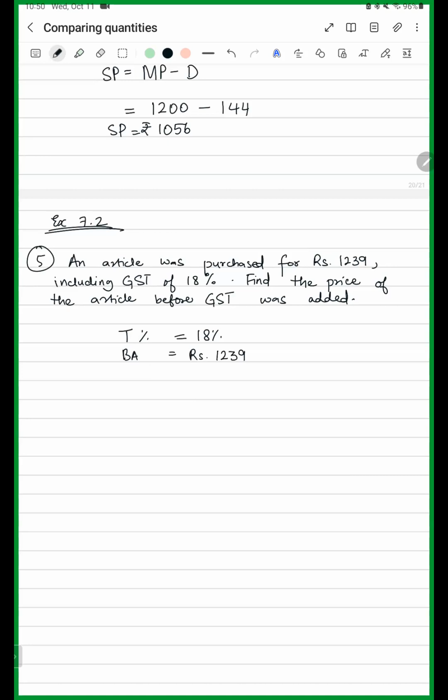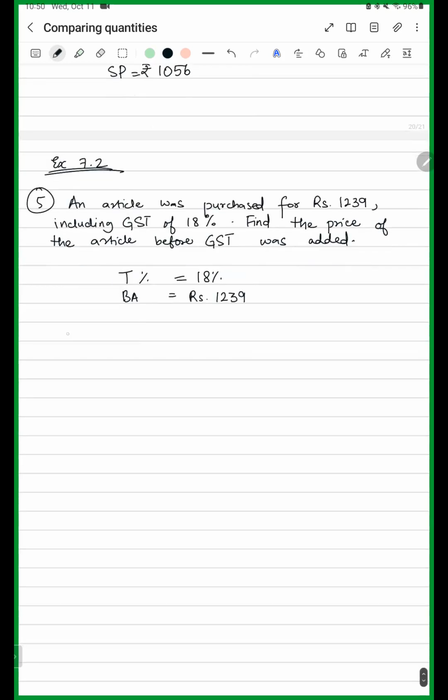Now let's forget everything and just write the basic formula that we know. We don't know the marked price, the original price of the article, so we will call it X. Why do we have to find the marked price? They are saying find the price before GST was added, meaning find the original price. Original price is what we call marked price. Or if you might get confused, you can call it original price. You can call it anything really.